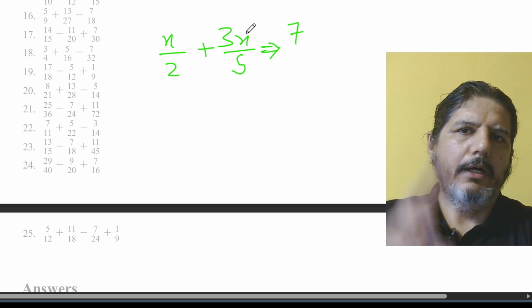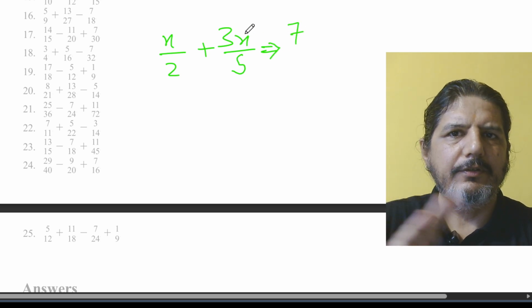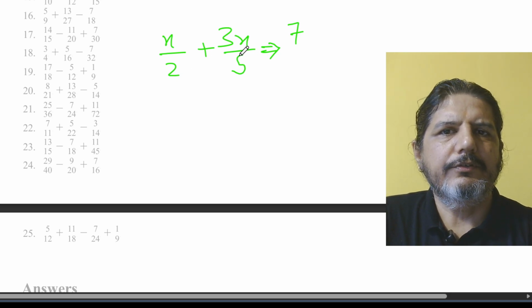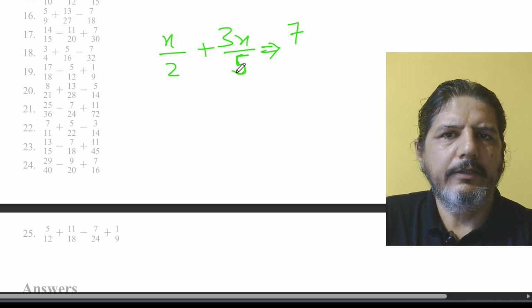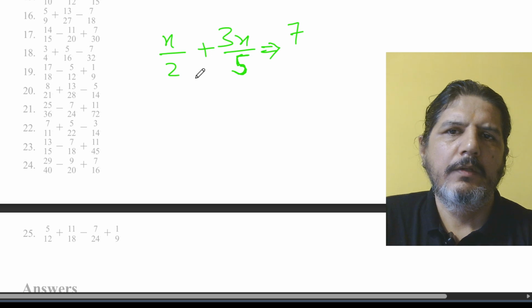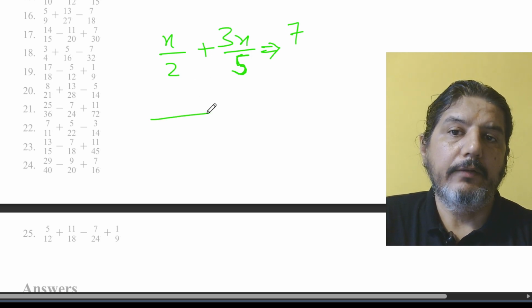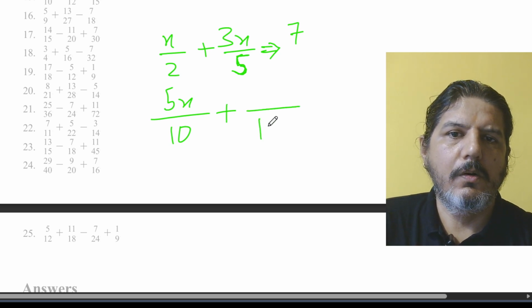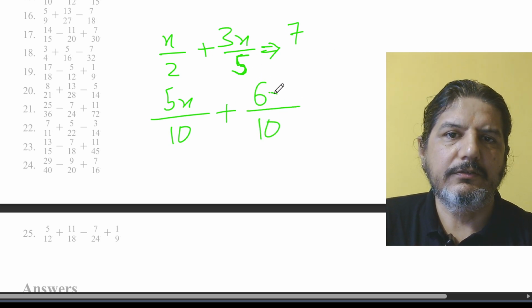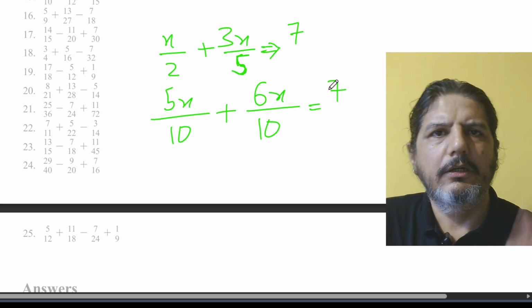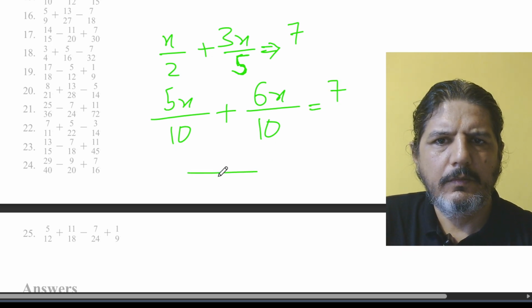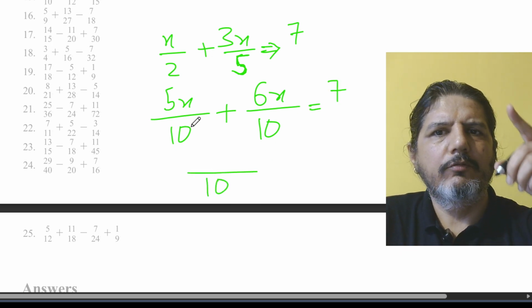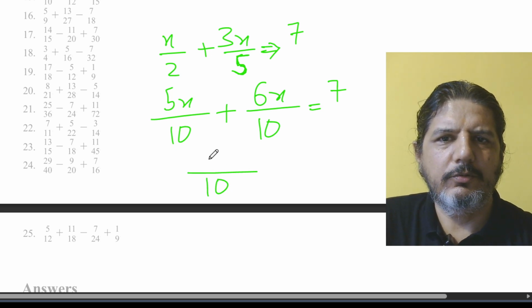So here I have to add two algebraic fractions. Everything remains the same. LCM of 2 and 5 is 10. So basically, the denominator of both these fractions should be 10. How can I make it 10? So 2 fives are 10, so 5x, plus 5 twos are 10, so 3 into 2, 6x, is equal to 7. The right hand side remains as it is. So this is 10. So numerator would be 5x plus 6x. That will be equal to 11x is equal to 7.